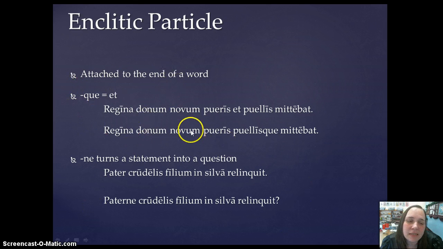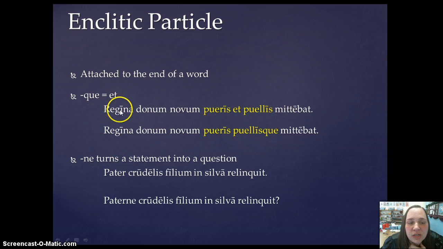So in the first sentence, Regina donum novum pueris et puellis mittebat, okay? And in the second sentence, Regina donum novum pueris puellisque mittebat. Okay, so you can see the only difference is whether we use et or que. When we use the enclitic particle que, you always put it on the end of the last word that you're connecting, the last word that you want to mean and, okay?